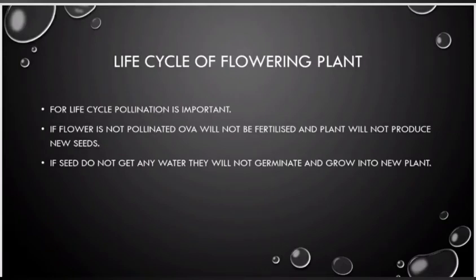For the life cycle, pollination is important. If flowers are not pollinated, ova will not be fertilized and the plant will not produce new seeds. If seeds do not get any water, they will not germinate and grow into new plants. So remember these points.